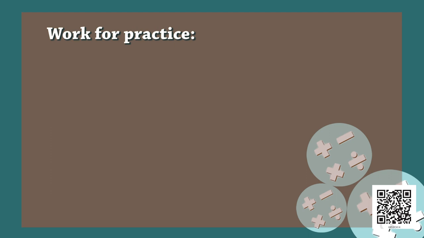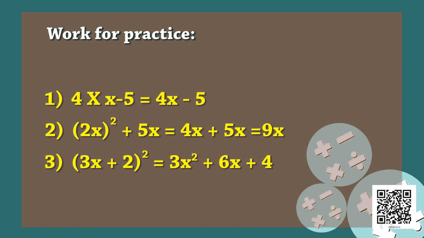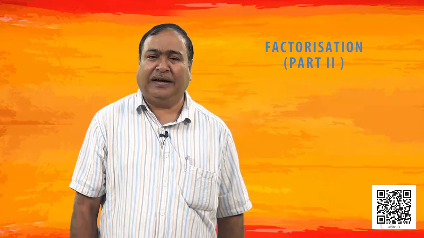Work for practice. Find the error and correct it. 4 into (x minus 5) is equal to 4x minus 5. (2x) whole square plus 5x is equal to 4x plus 5x, that is equal to 9x. (3x plus 2) whole square is equal to 3x square plus 6x plus 4. In these examples, try to identify the error and rectify it and find the correct answer.